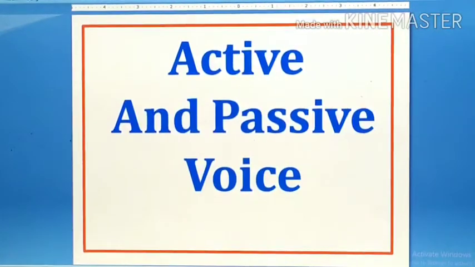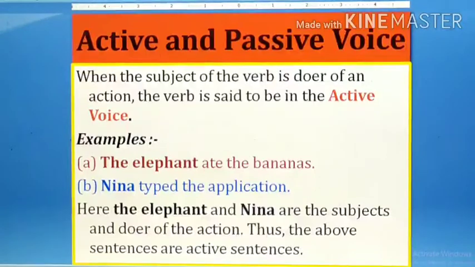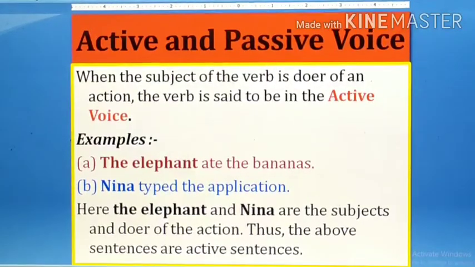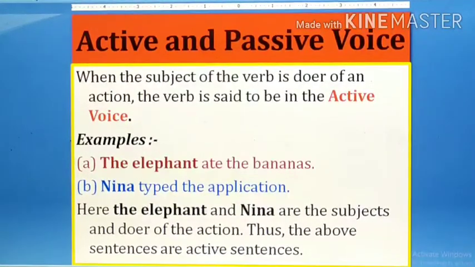Okay. So let's start the new topic, that is active and passive voice. So what is active voice? Let's see. When the subject of the verb is the doer of an action, the verb is said to be in the active voice. Understand? When the subject of the verb, just remember, what is the subject in a sentence?